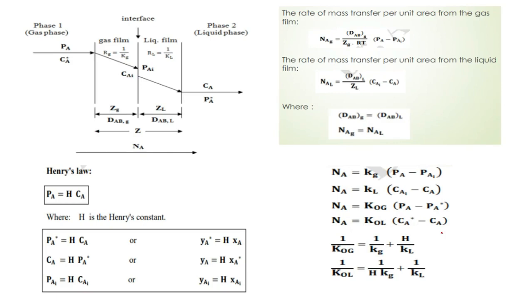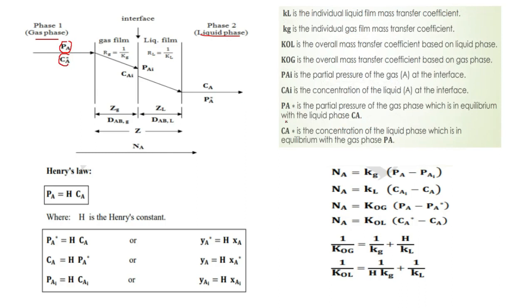This is the two film theory. In the two film theory, you discuss the mass transfer in the two phases, gas phase and the liquid phase. So if you can see here it is the phase 1, which is gas phase. Here PA is the pressure of bulk gas, CA star is the concentration. Here it is written, CA star is the concentration of liquid phase, which is in equilibrium with the gas phase. Okay, and Ci means the concentration and pressure at the interface, and Rg is the gas film resistance, while RL is the liquid phase resistance.